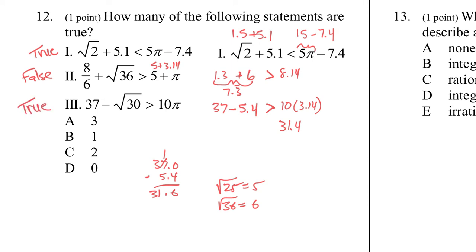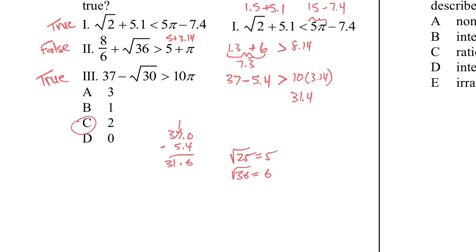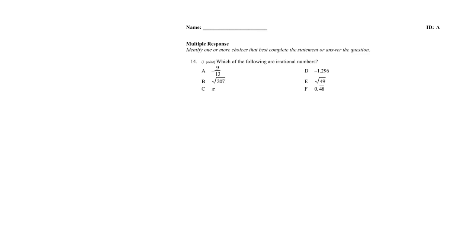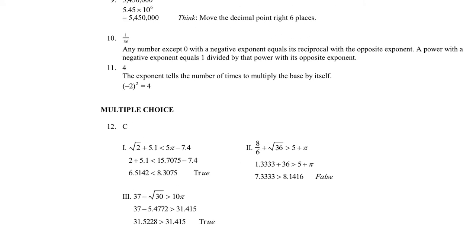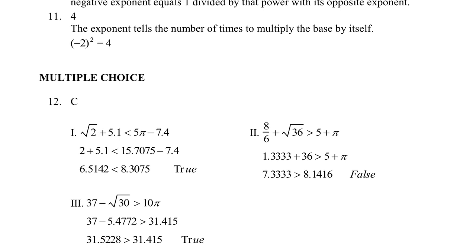So, how many of the following statements are true? I would say C. 2 of them are true. I have the answer down here. It's all the way down here. That's number 12. Number 12. Hey! I was right. Oh, I was off too. I was off a little bit.